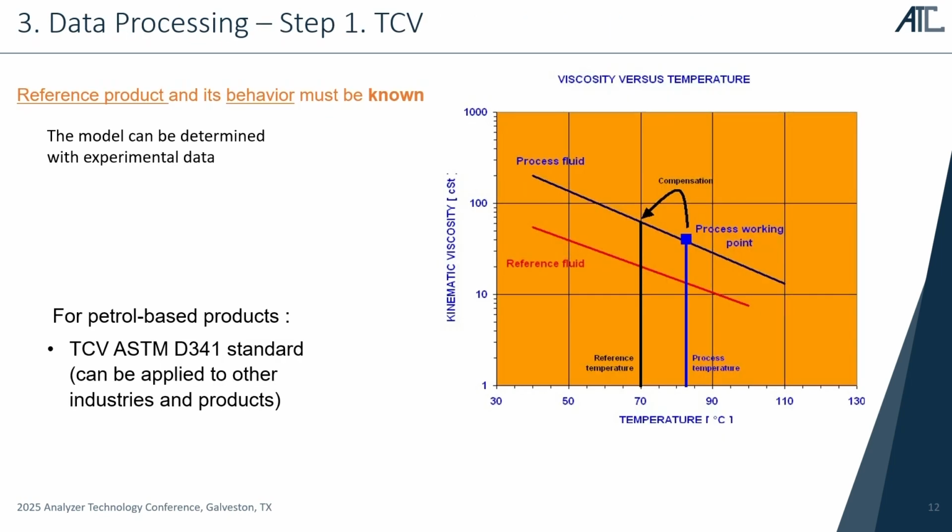Our solution consists of two steps. The first step is calculating a temperature compensated viscosity at a reference temperature, the same reference temperature as what's used in a lab environment. For instance, here it was 25 degrees C. To build this model, we need to have a reference product. We need to know the behavior of this product, how it reacts, its behavior as a function of temperature.